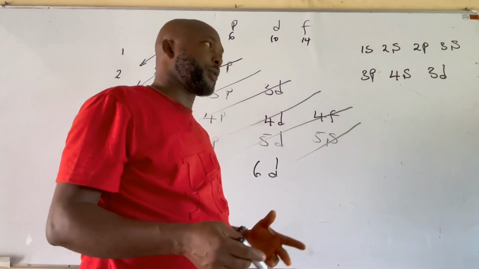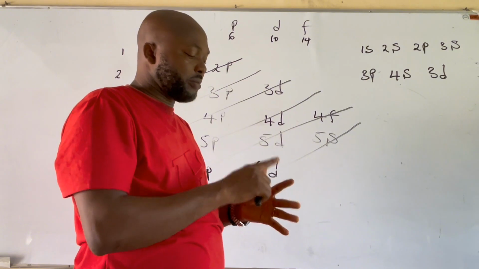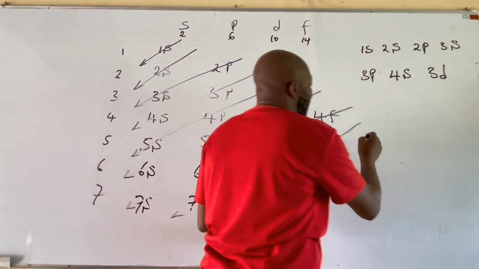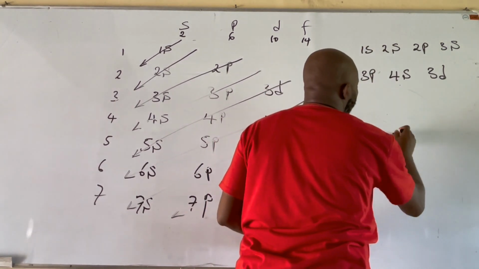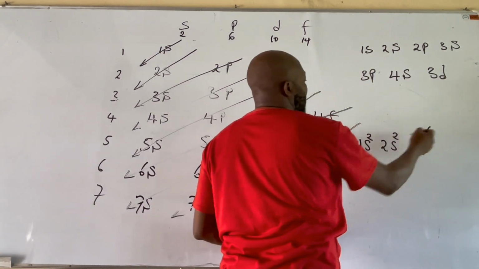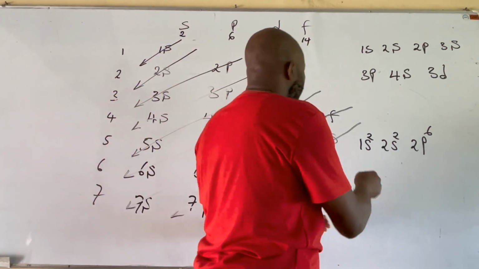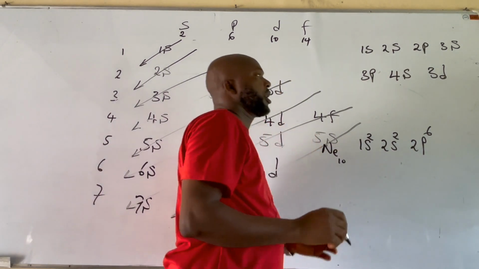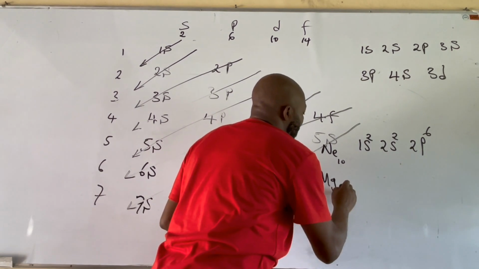Let's take, for example, neon. Neon is 10. Hydrogen, helium, lithium, beryllium, boron, carbon, nitrogen, oxygen, fluorine, neon, 10. I will have it as 1s2, 2s2, 2p6. 6 plus 4 is 10. So the electronic configuration for neon will be that. Neon 10. Let's look at magnesium, which is 12.